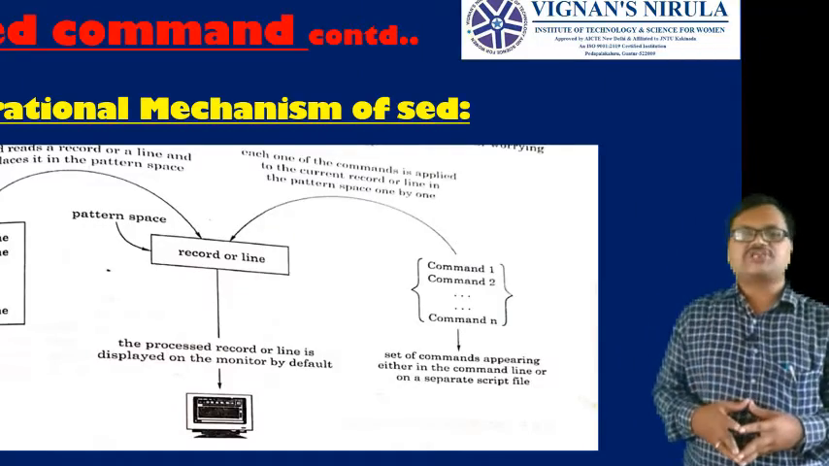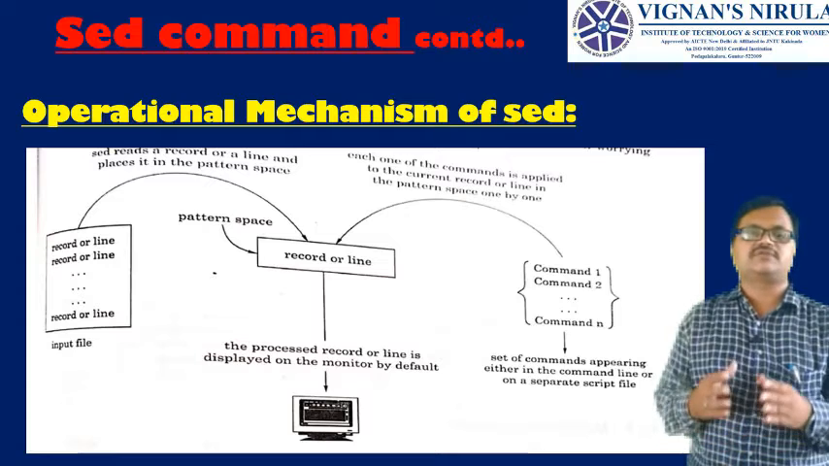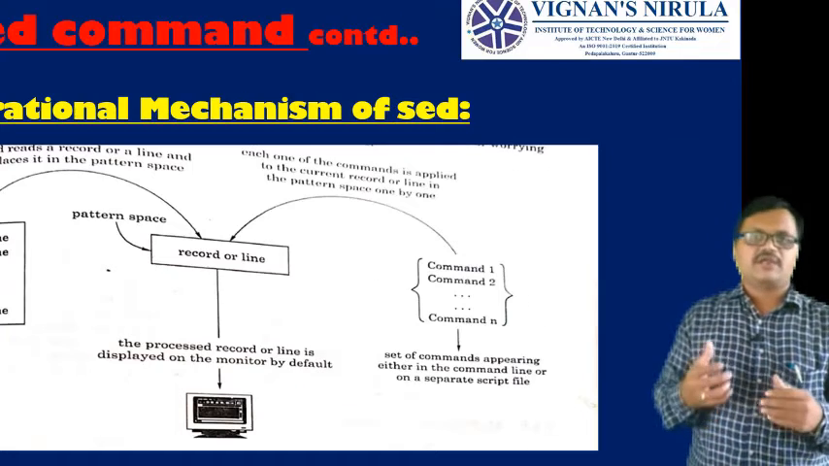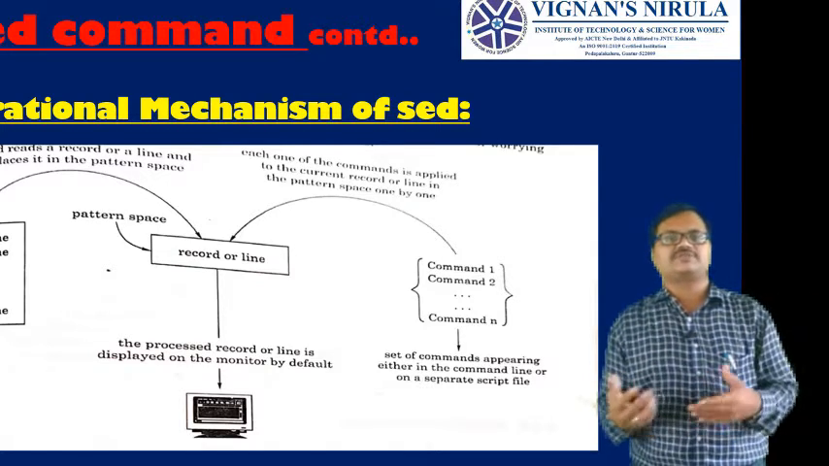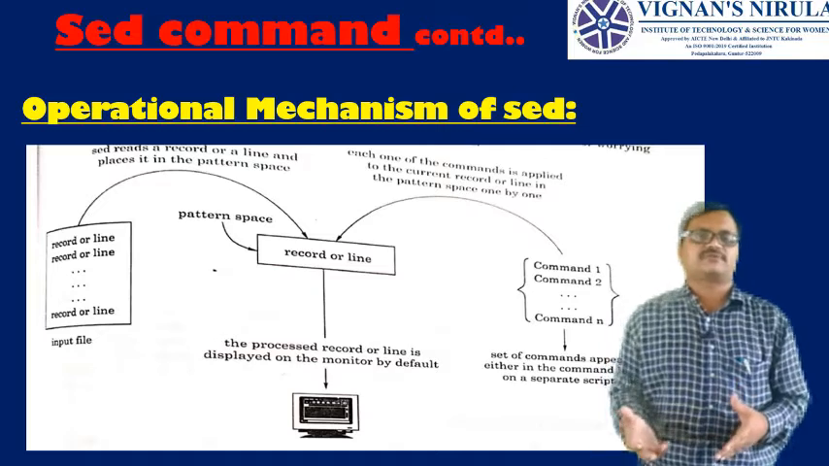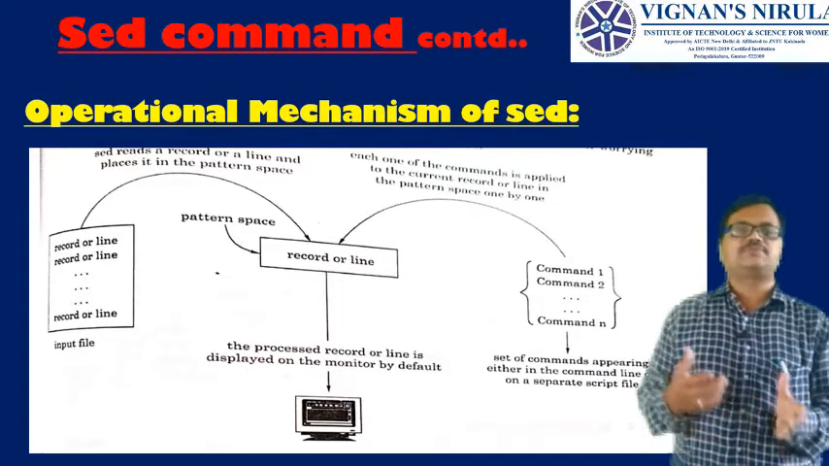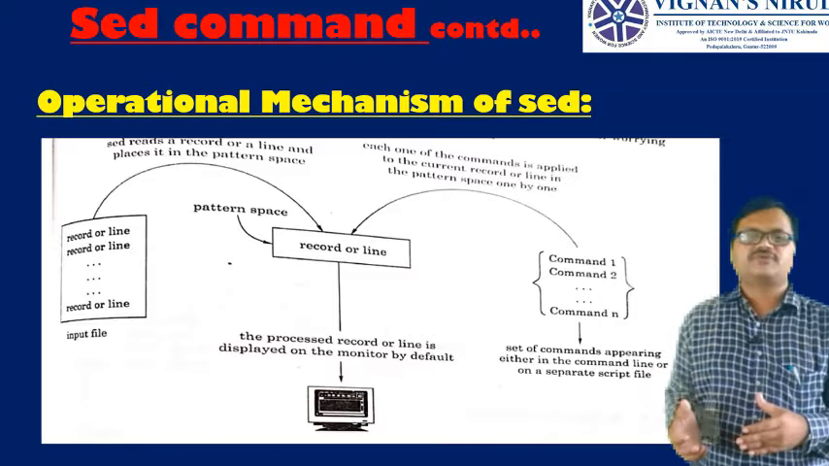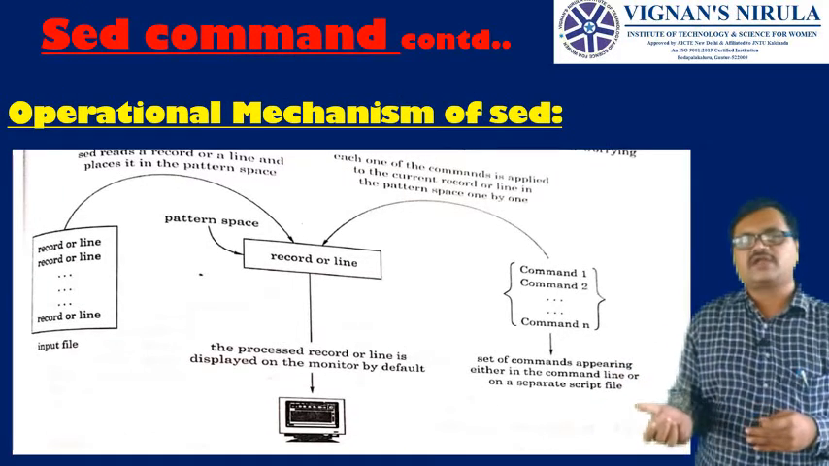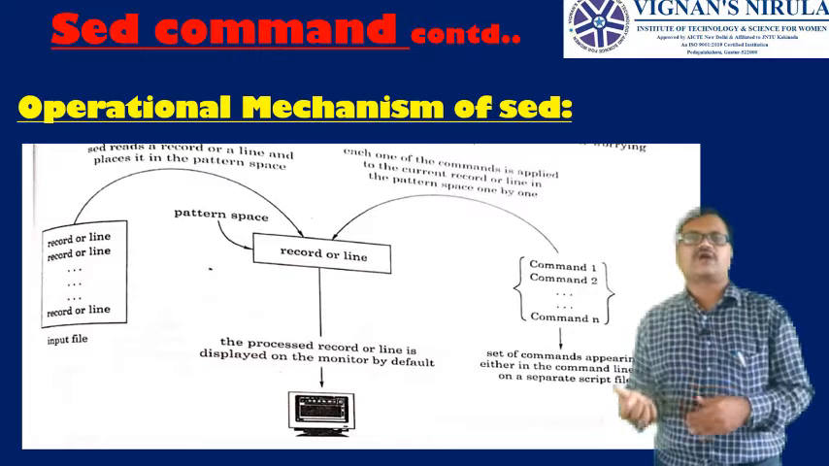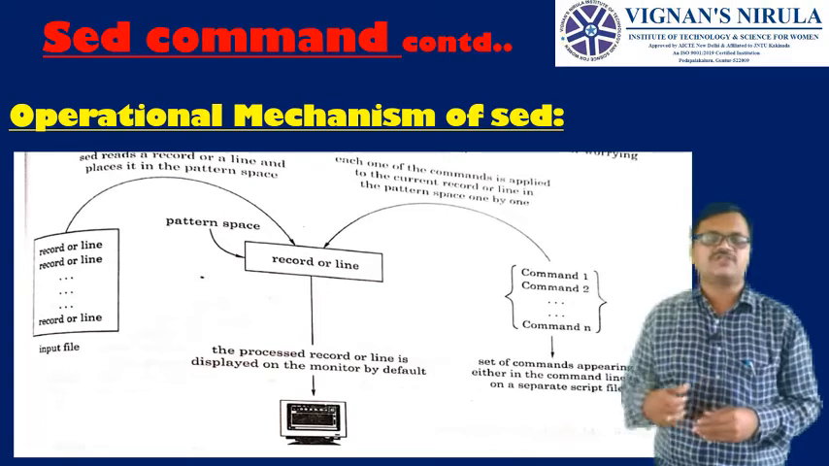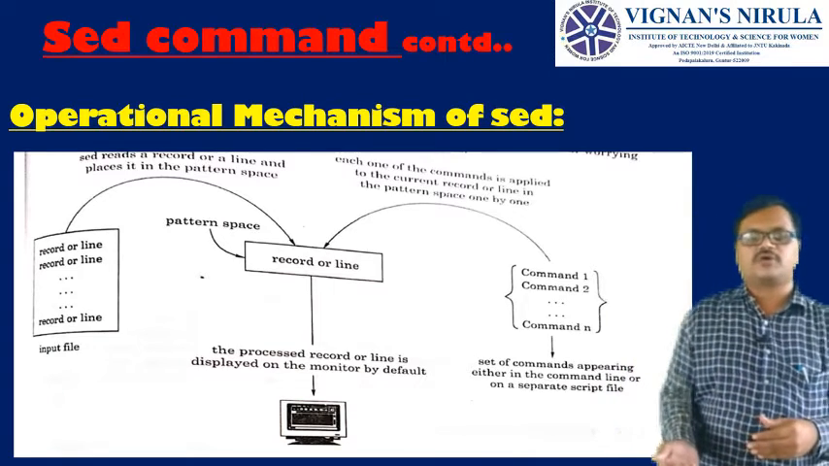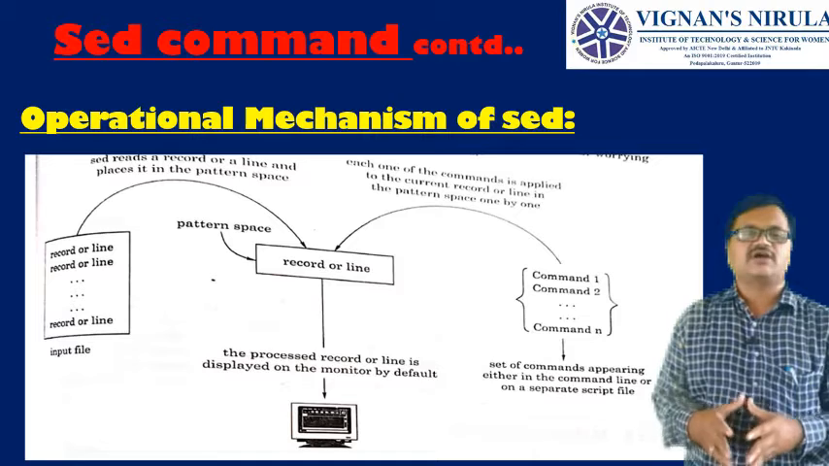And coming to the operational mechanism of SED, it consists of an input file, and it picks up each line from the file and places it in a pattern space. So what is pattern space? Pattern space is a temporary memory area, a temporary buffer space. Each line is picked up and put into the buffer, and a command file contains a list of commands, and each command is applied onto the lines present in the pattern space. Finally you will get the processed output displayed onto the monitor or standard output. So this is the operational mechanism of SED.